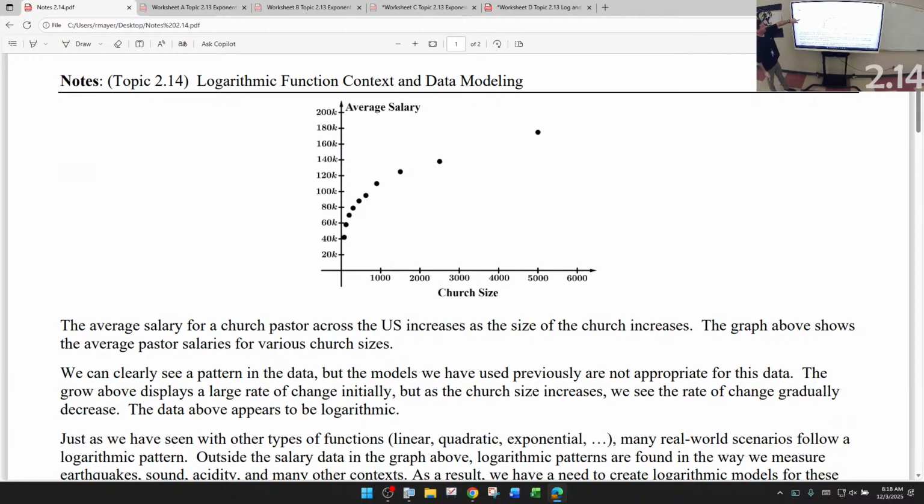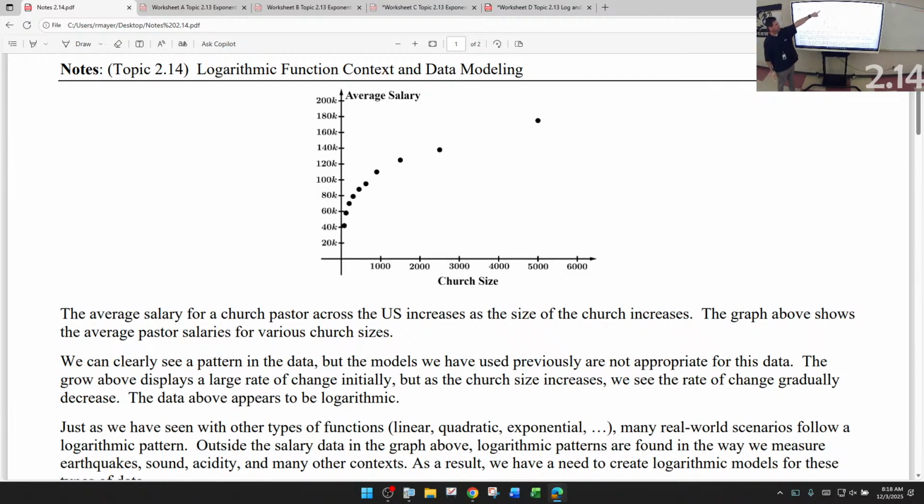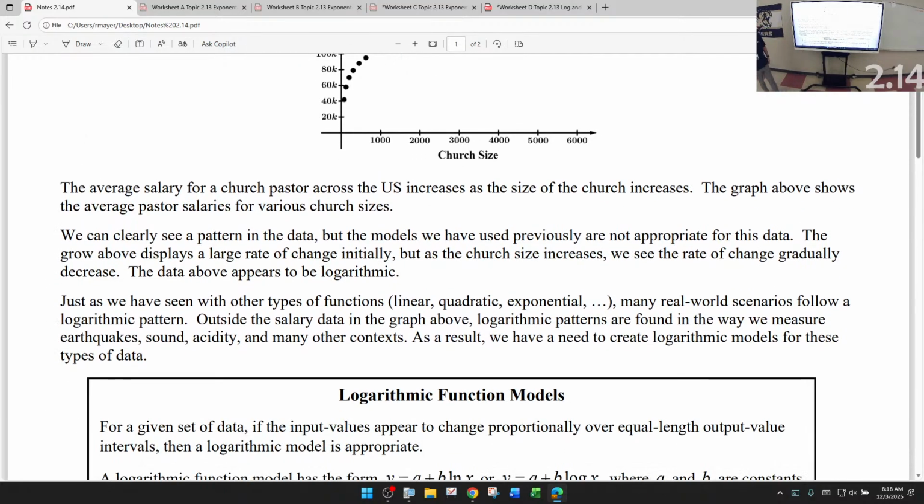All right, so here we go. Logarithmic function context and data modeling, however you want to say it. So I'm looking at some kind of graph. I got a church size and I got the average salary. Whatever, it's probably going to talk to me a little bit more. The average salary for a church pastor across the U.S. increases as the size of the church increases. The graph above shows the average pastor salaries for various church sizes. Good gracious.